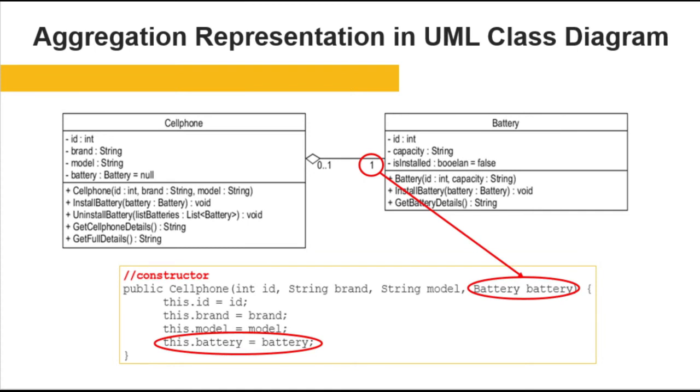But if in case you realize that the multiplicity from cell phone to battery is just 1, meaning it is required that a cell phone should always be created with a battery installed by default, you should modify the constructor by including the battery object as one of its parameters. This is just a simple scenario; your program code will always depend on how you analyze the problem based on your UML class diagram.